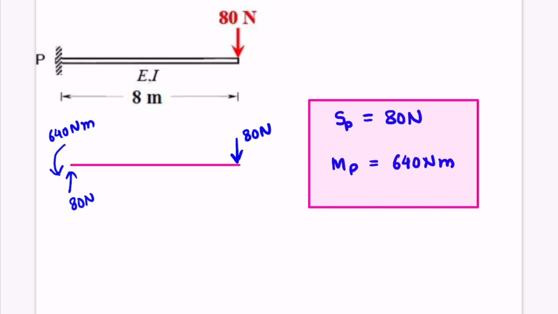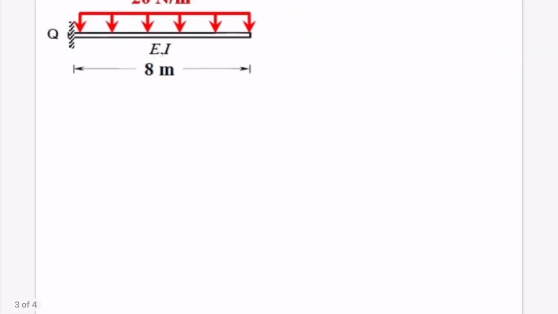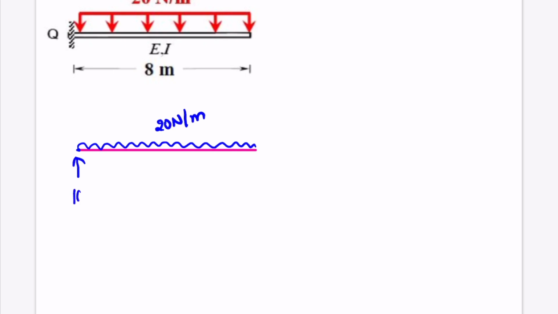Now we will take up the next structure and similarly we will draw the free body diagram for this also. So here we have this uniformly distributed load which is having the magnitude of 20 Newton per meter. So we will draw the free body diagram for this beam also. So there is an upward load at the support location and the magnitude of this upward load will be 20 multiplied by 8, that is 160 Newton.